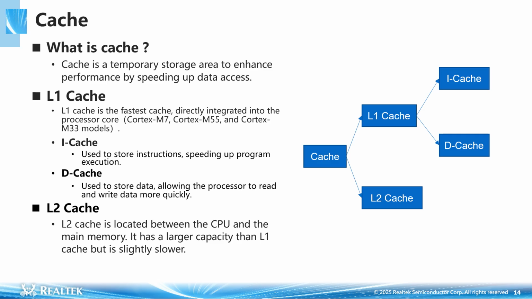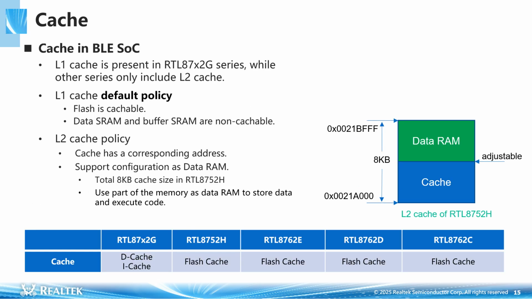L2 cache acts as a secondary level of high-speed cache, situated between the CPU and main memory. It has a larger capacity than the L1 cache but operates at a slightly slower speed. In our BLE SoC, the RTL87X2G series incorporates L1 cache, while other series only include L2 cache. The default policy for the L1 cache marks flash memory as cacheable, while data SRAM and buffer SRAM are non-cacheable.